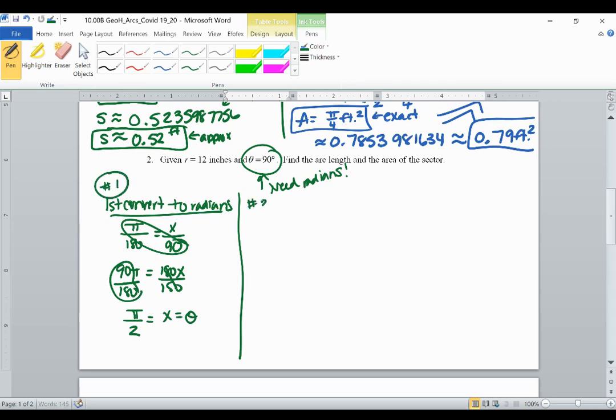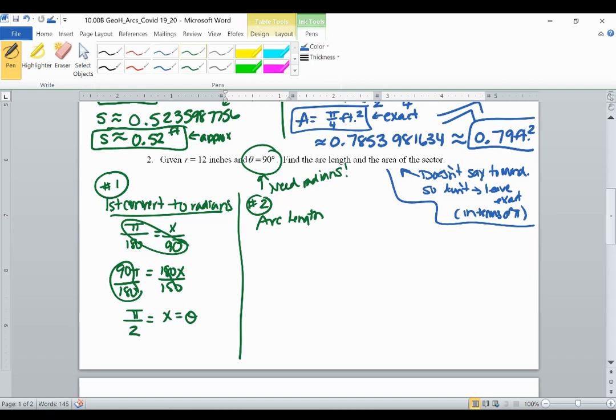Now, number 2, we want to find the arc length. Now, notice also it does not say to round. So if it doesn't say to round, what do we do? That's right, we don't round. So don't. You want to leave it exact, which means in terms of pi. So our arc length formula, S equals r theta. We know the radius is 12, and now we know theta is pi over 2.